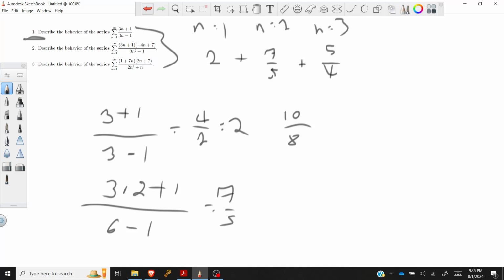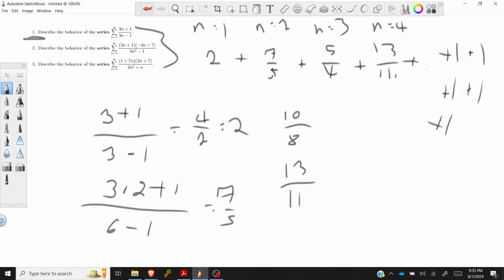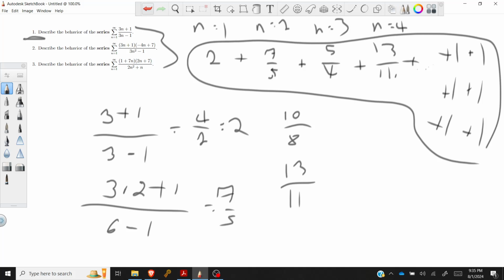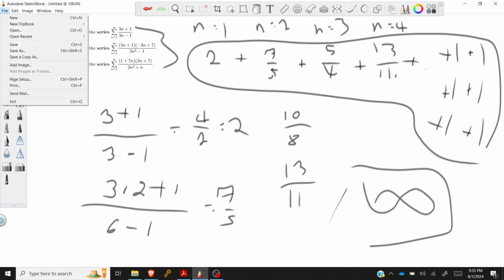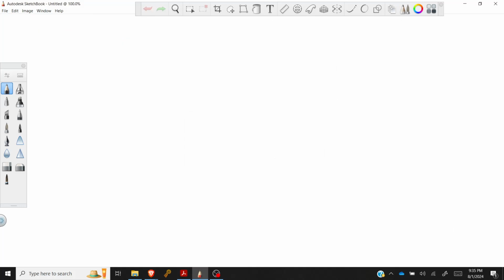Then let's plug in 4. It's going to be 12 plus 1, which is 13, and 12 minus 1, which is 11. It's 13 over 11. And as you continue down this, it's going to get closer and closer to 1 plus 1 plus 1 plus 1 plus 1. And once you add all these together, it's going to be a very large number. So it diverges to infinity. So that's how I approach those ones.